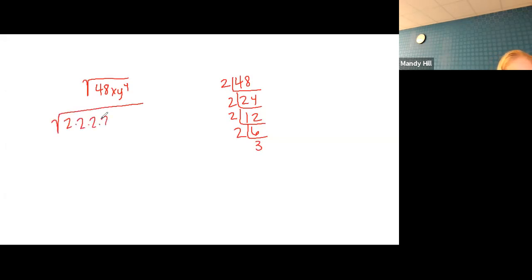Okay, so let's look at the square root of 48xy to the 4th. So we're going to look at the factors of 48. So 2 will go into 48 24 times. 2 will go into 24 12 times. 2 goes into 12 6 times, 2 goes into 6 3 times, 3 is prime, so we can stop there. And we've got x to the first power, and we've got 4 y's. It's y to the fourth.